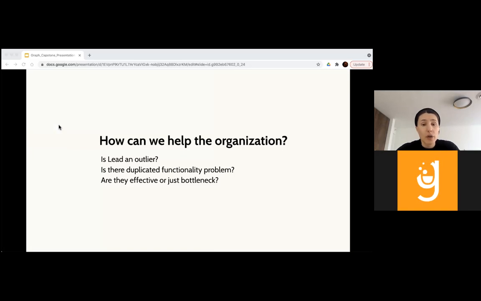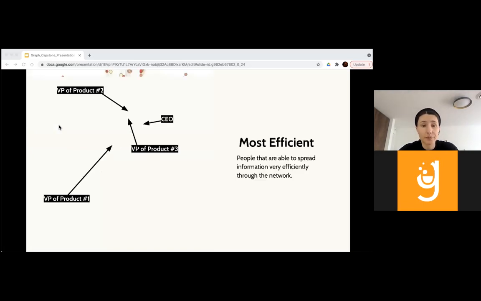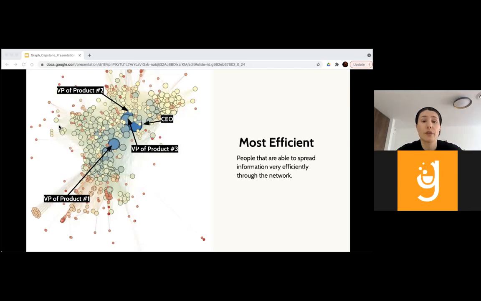On the other hand, why are VPs gatekeepers? Are they involved in every communication flow and nothing is decided without them? Is their functionality duplicated? And here are influencers, or people that are able to spread information very efficiently through the network.